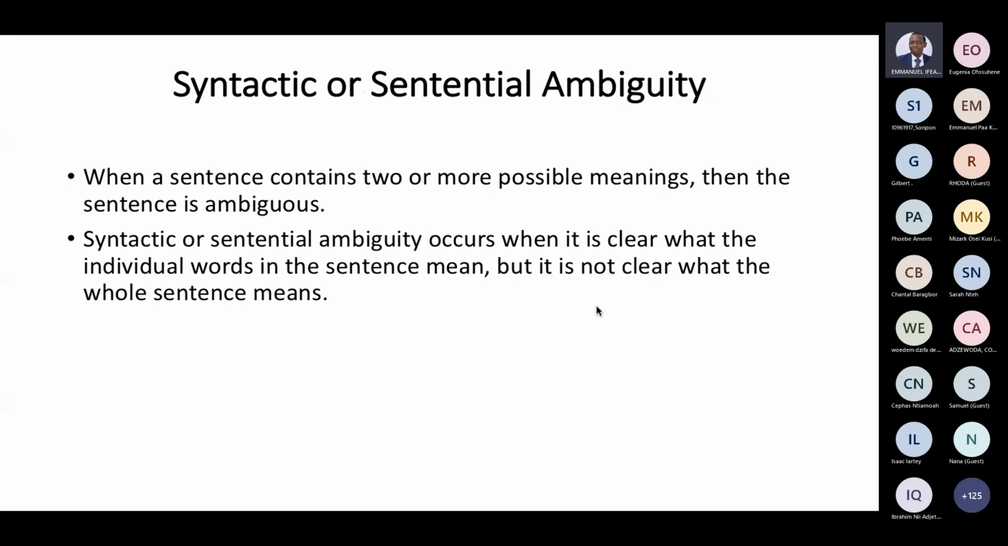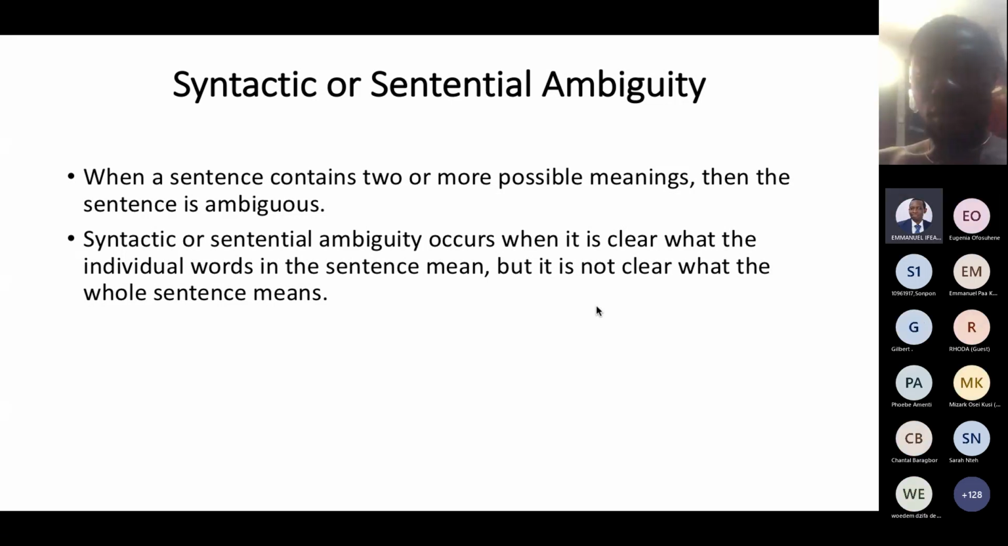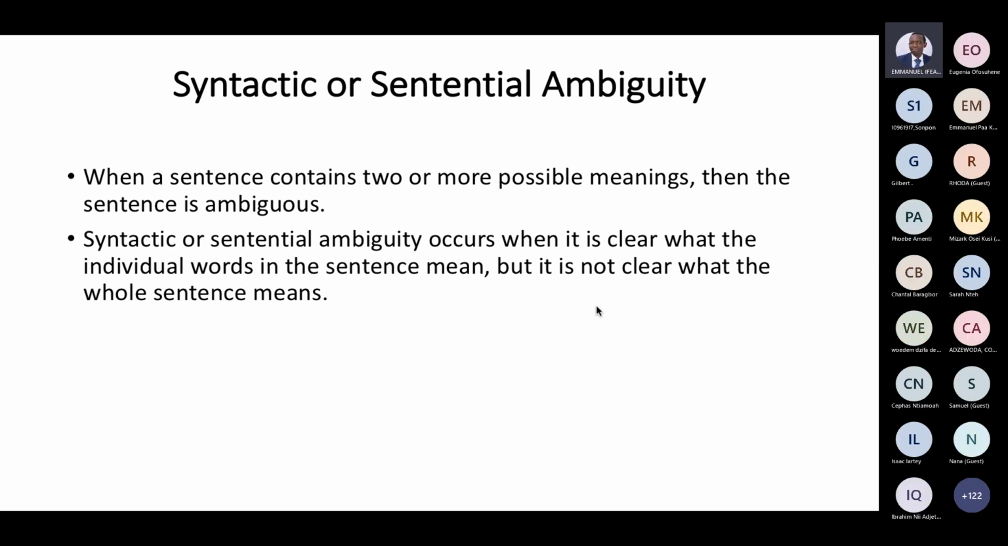So the individual words in the sentence could be very clear, but the whole sentence is ambiguous. This is a kind of ambiguity that arises from how words, no matter how precise they are, were put together to form a sentence. It arises from the structure of a sentence, not from the words.